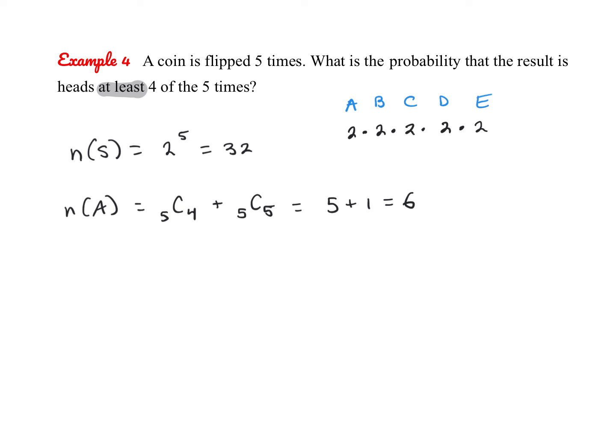So again, when you see at least, you have to add up the individual combinations for 4 heads or 5 heads. So the probability of that happening would be 6 over 32, which is 3 over 16.